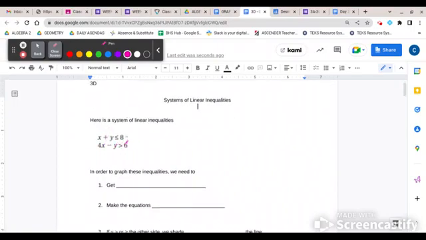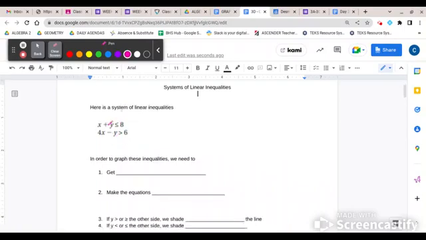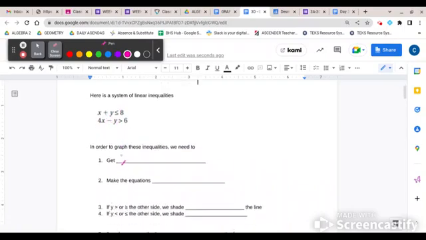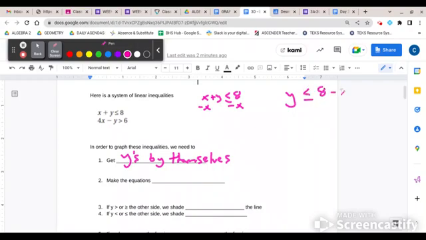x plus y is less than or equal to 8. 4x minus y is greater than 6. All right, so in order to solve these inequalities, first we want to get the y's by themselves. So let's start with that. Up here we have x plus y is less than or equal to 8. So we need to subtract x and subtract x to get the y by itself. So our first equation, we're going to have y is less than or equal to 8 minus x.